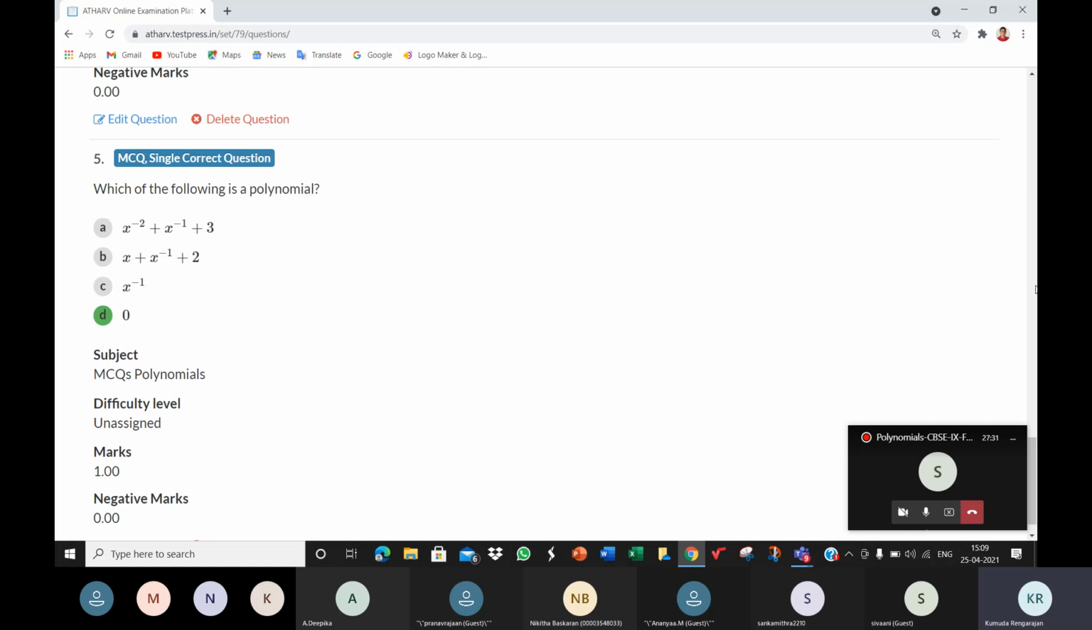Now, if it is -5, -5 is -5 x power 0. And the power of x, the variable x, is 0, which is a whole number, and hence -5 is also a polynomial. It's an algebraic expression as well as a polynomial. So that was the explanation to the questions of the test.